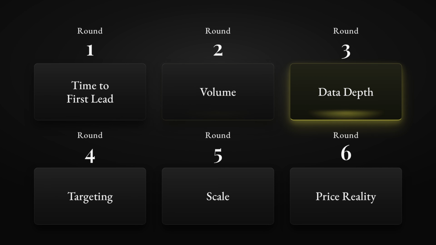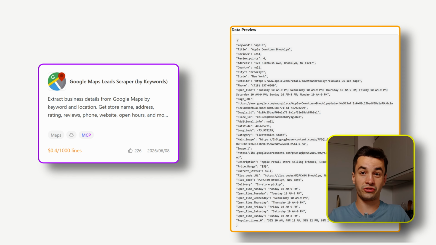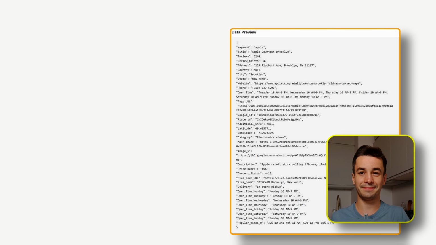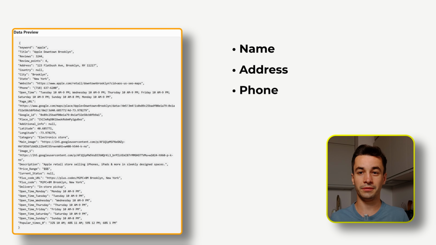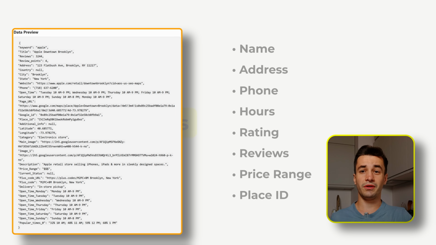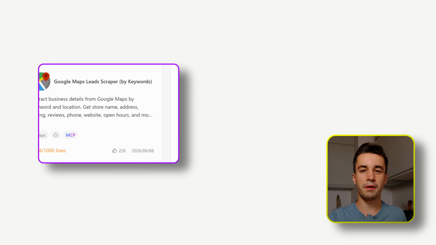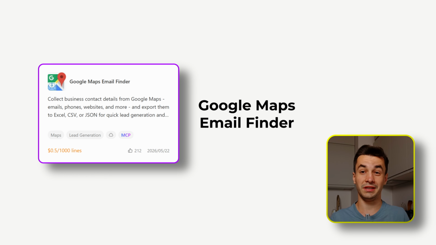Round number 3 is data depth. On Octoparse, the Maps template returns rich listing data: name, address, phone, hours, rating, reviews, price range, place ID, and so on. However, it excludes emails. Those live in a separate template. Google Maps Email Finder.